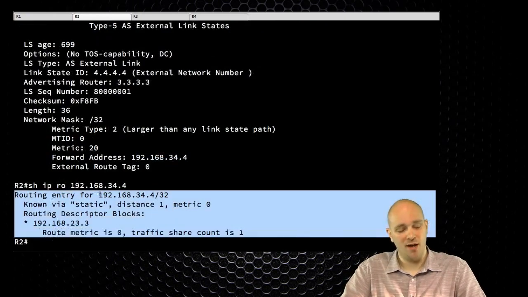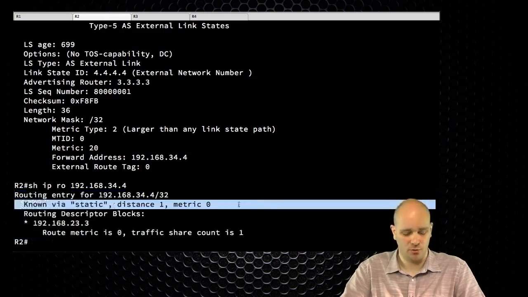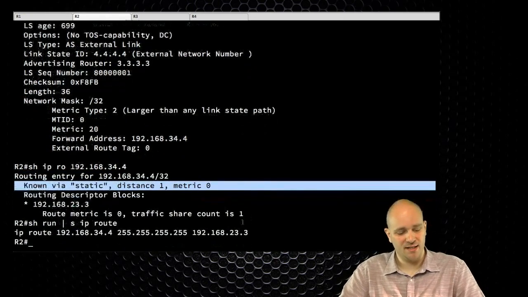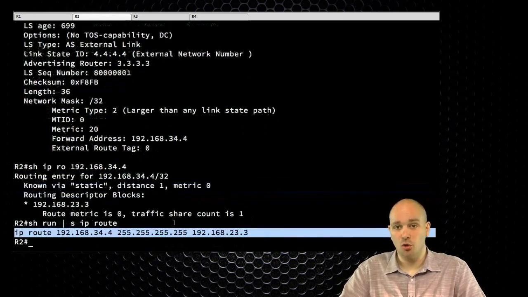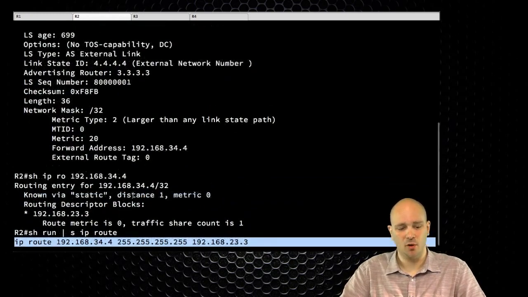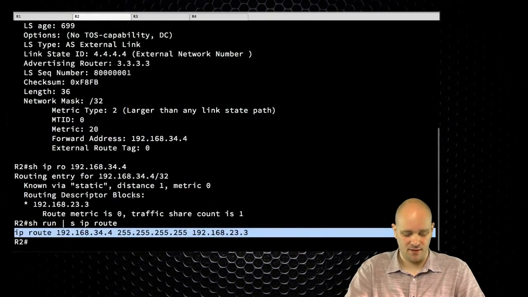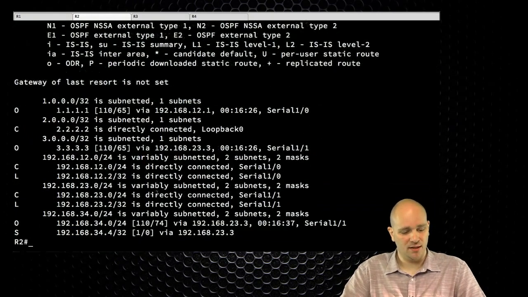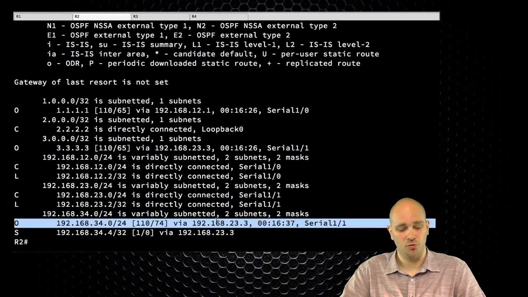It says here that route 192.168.34.4/32 is known as a static route. So there appears to be a static route on R2, causing this route to be installed in the routing table. And this will override, let me see, I don't have it in the history. So then this would override this /24 route to reach the same, to reach the forward address.